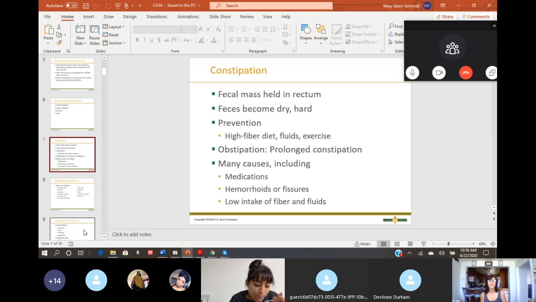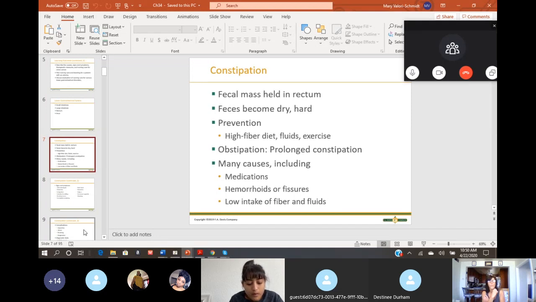Fiber, cellulose. Fiber, which is cellulose, is not digested. What happens with fiber when you eat foods containing fiber, or if you take, like Metamucil or a fiber supplement, is it travels through the digestive tract. And as it travels, it's grabbing onto water and holding onto water and bringing water with it. And so that mixes along with the feces, keeps it a little softer, makes it easier to pass.